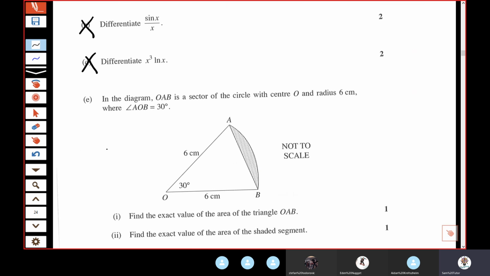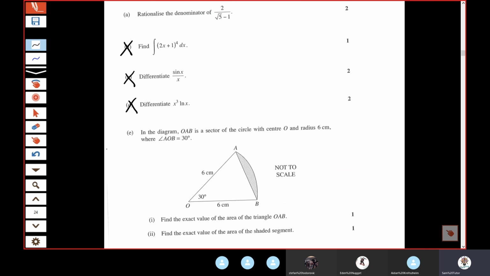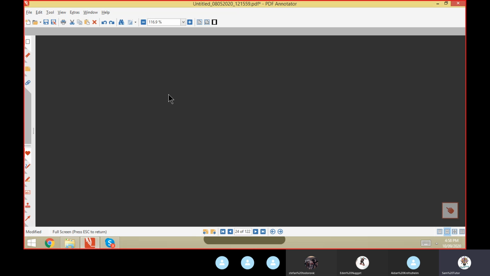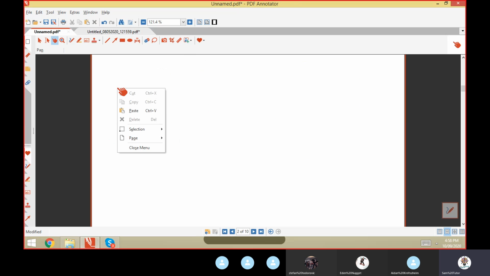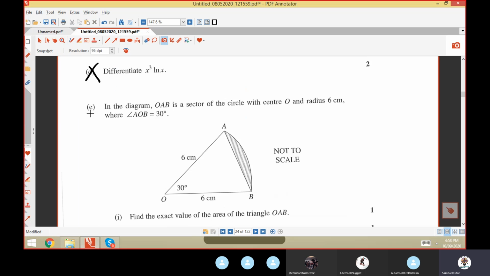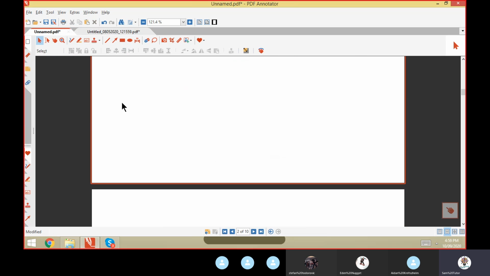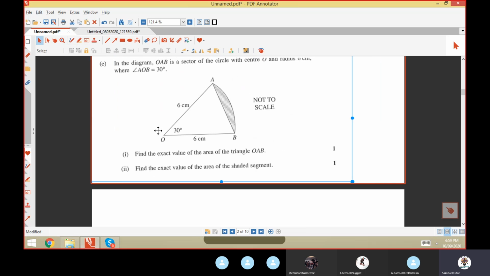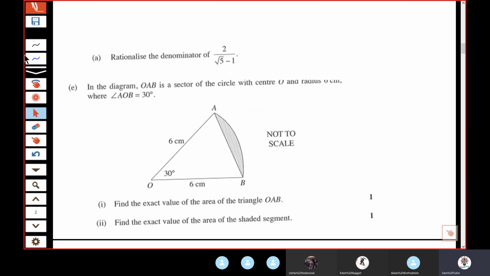So just the rationalizing and E. Well, just so that it's a bit easier to read. Those two.